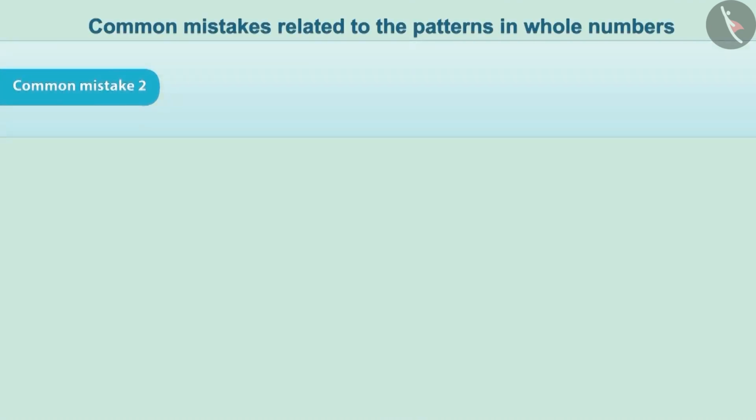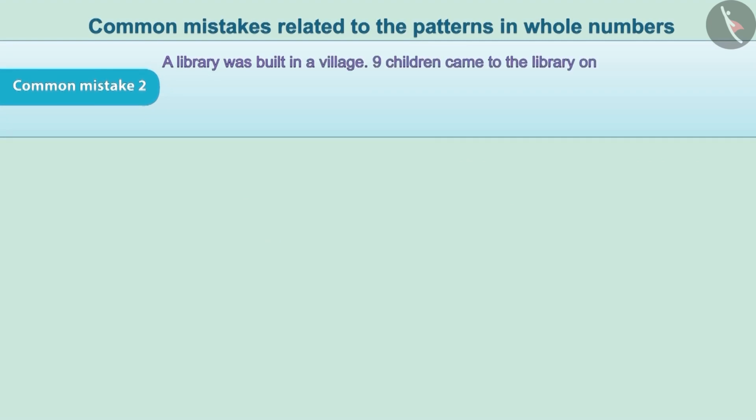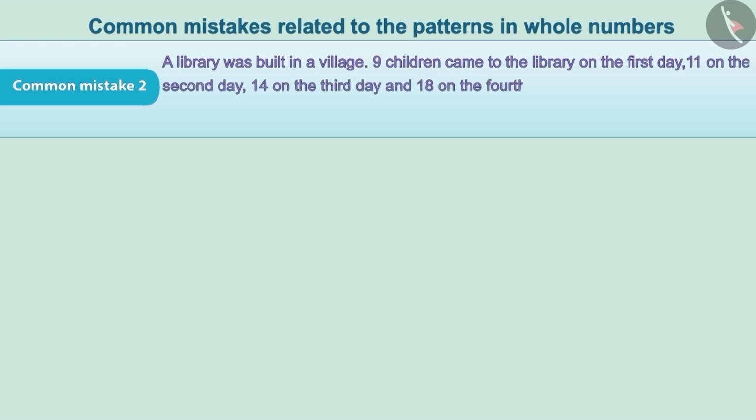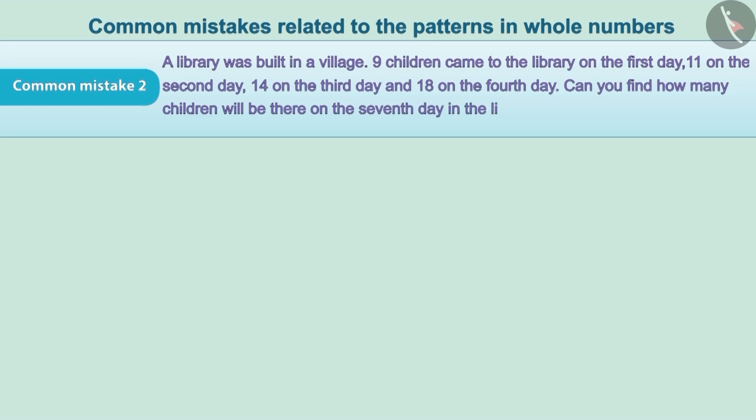Common mistake 2. A library was built in a village. 9 children came to the library on the first day, 11 on the second day, 14 on the third day, and 18 on the fourth day. Following the same pattern, how many children will be there in the library on the seventh day?